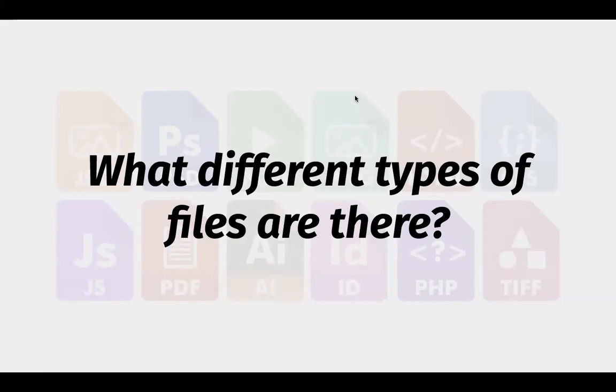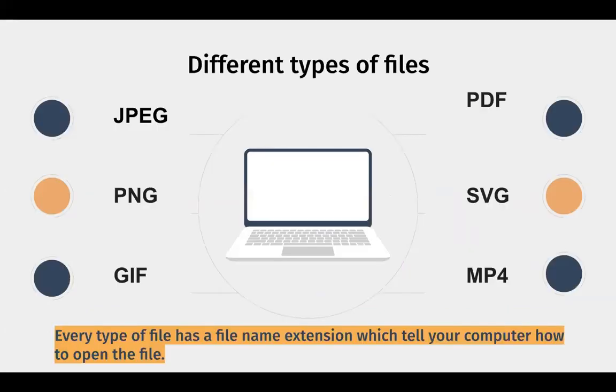What different types of files are there? Different types of files: JPEG, PNG, GIF, PDF, SVG, MP4. Every type of file has a file name extension, which can tell your computer how to open the file.